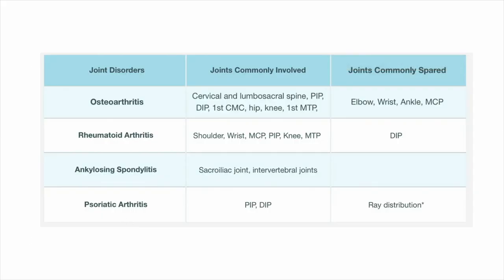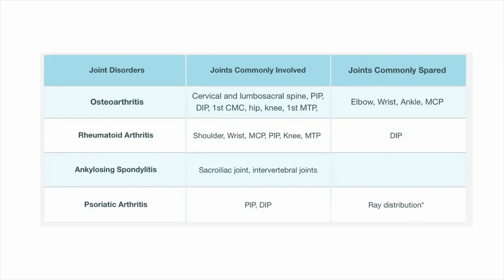And lastly, we'll talk about psoriatic arthritis, in which we can see the involvement of PIP and DIP, and we call this pattern ray distribution. So ray distribution is seen in psoriatic arthritis, which means the joints that present distally, PIP, DIP, MCP, all these joints are involved in psoriatic arthritis.